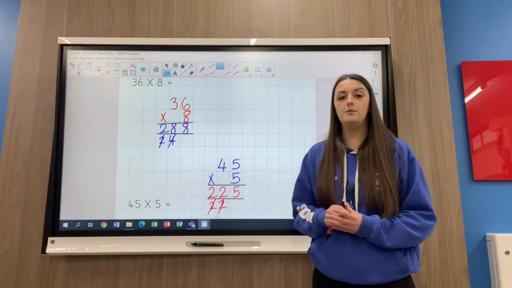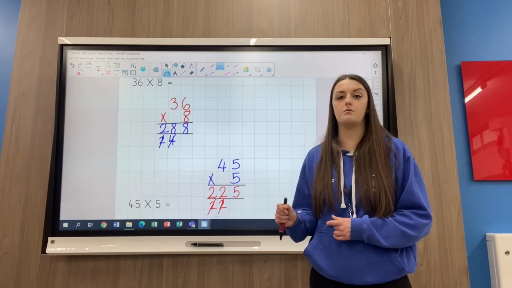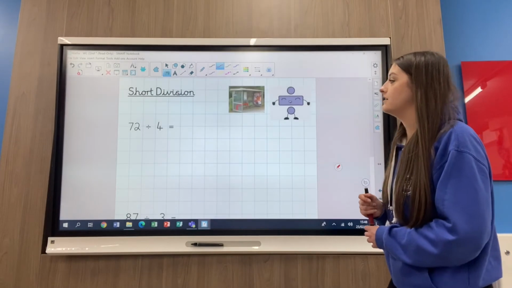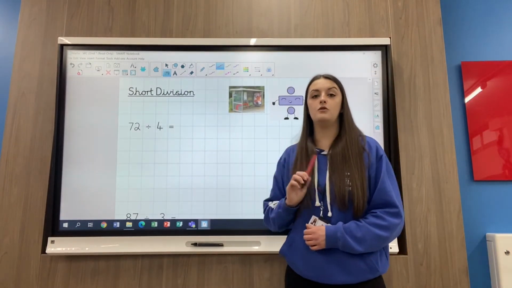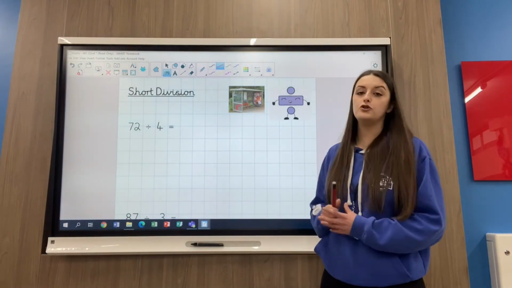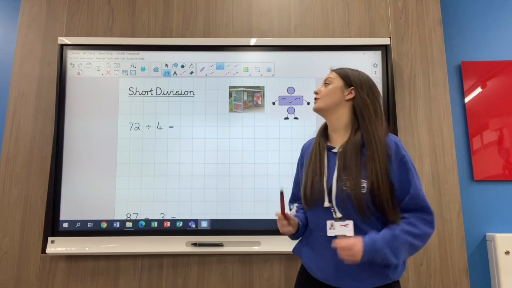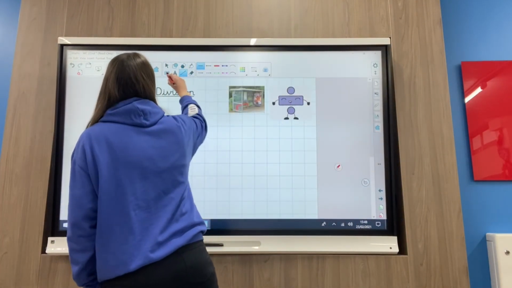So you might want to wipe your boards clean now while we have a go at a couple of short divisions, okay? Short division is another written method that we learned yesterday where we're dividing large numbers. Remember I called it the bus stop method because the first thing we need to do is draw a bus stop, okay? So here's my bus stop.